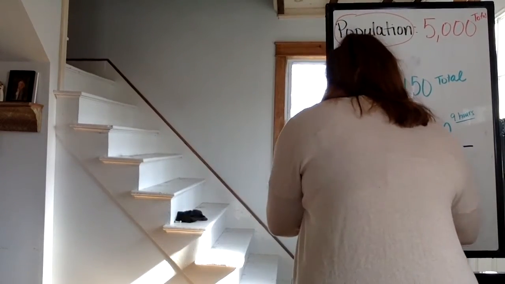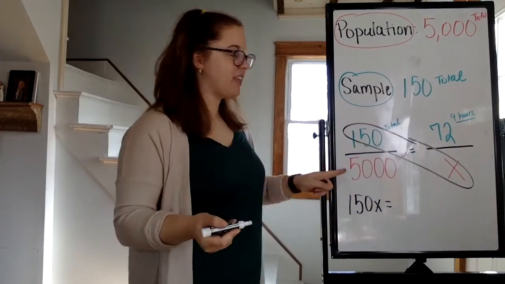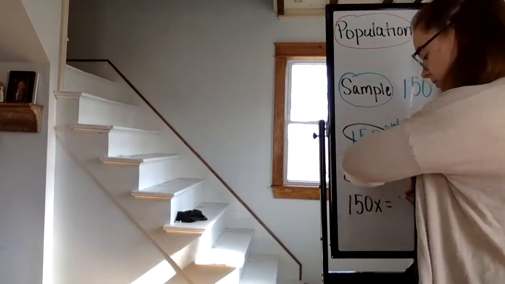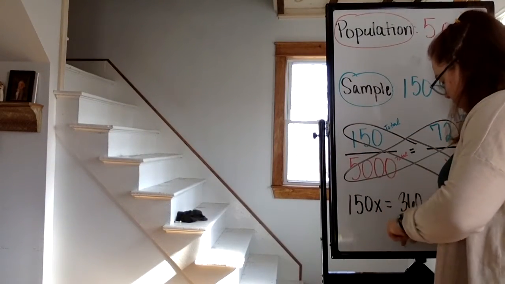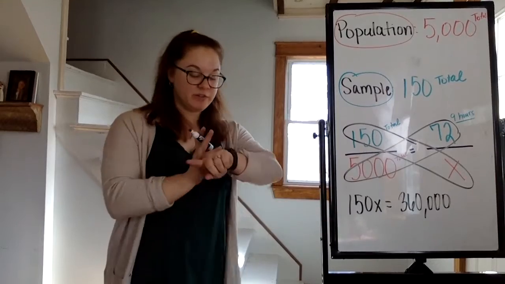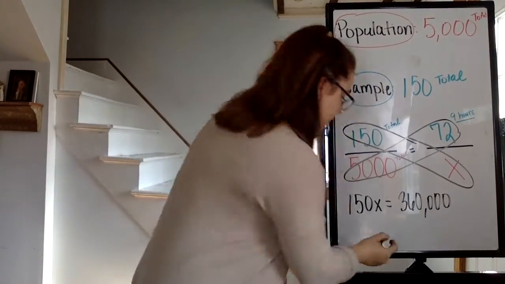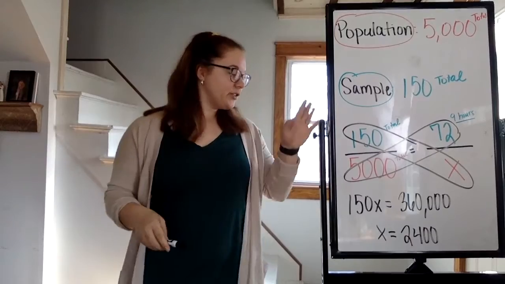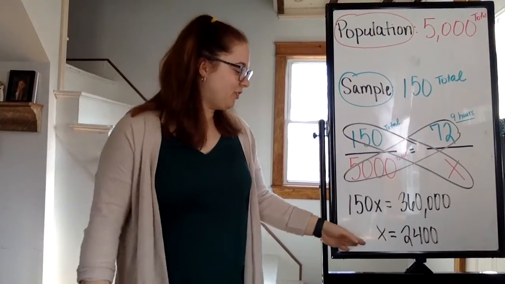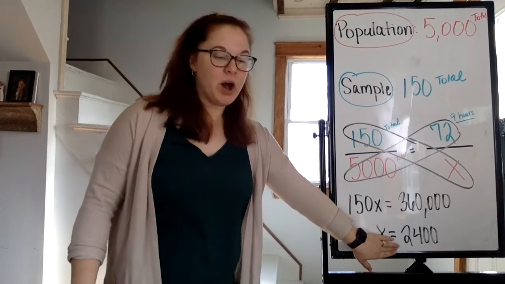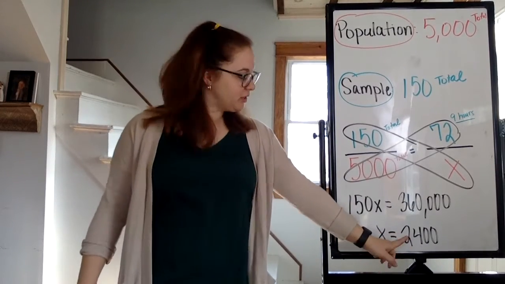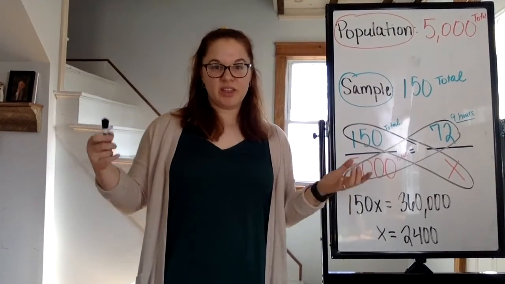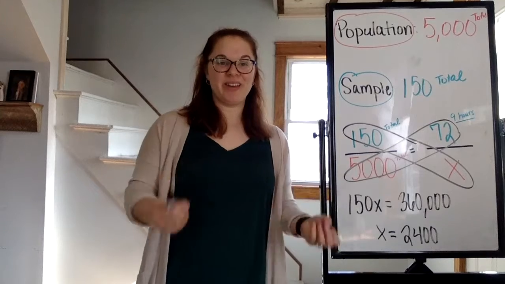150x equals 5,000 times 72. That would be 360,000. Divide each side by 150. 360,000 divided by 150 is 2,400. After doing a little bit of cross multiplication and some algebra, we can figure out that out of the population, there are probably 2,400 7th graders in Penobscot County that get 9 hours of sleep every night.